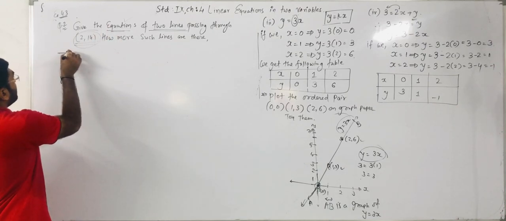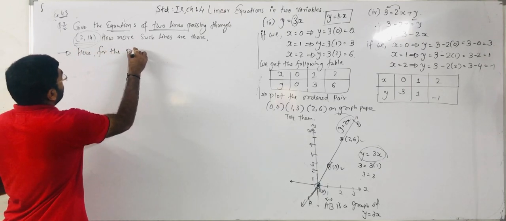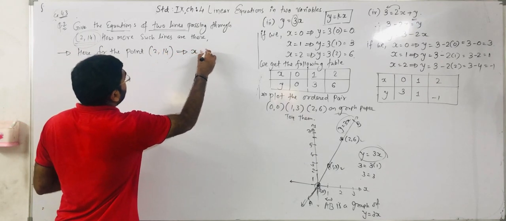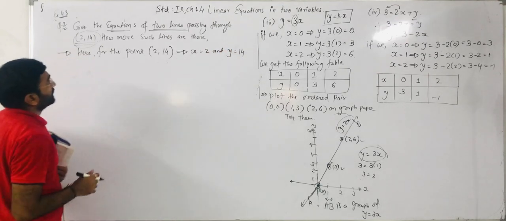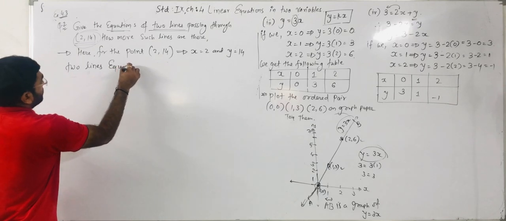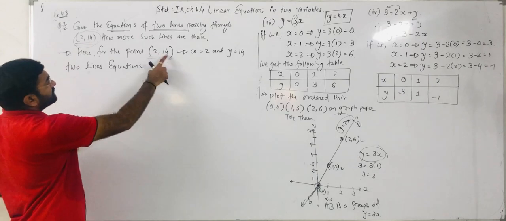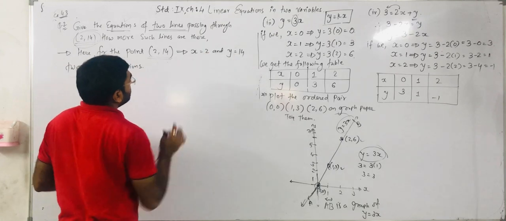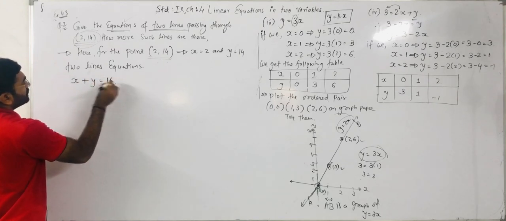So here we can say, for the point (2, 14), the x coordinate is 2 and the y coordinate is 14. Two line equations we have to write, so we define line equations which satisfy this point. If you add x and y, 2 plus 14, you get 16. So one of the equations we can write is x + y = 16.